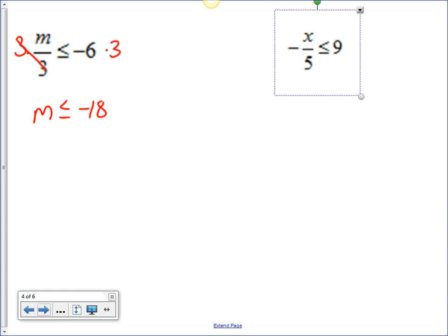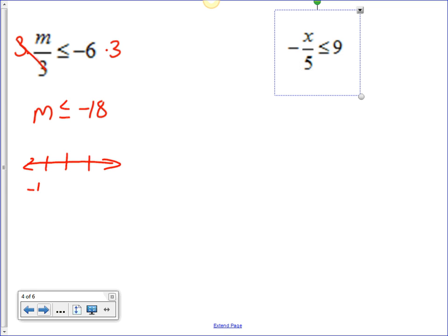Did I need to switch the inequality? The answer would be no, because I did not divide or multiply by a negative on both sides. Here I multiplied by a positive 3 and a positive 3. So both sides I was multiplying by a positive 3, so I did not need to switch the inequality symbol.